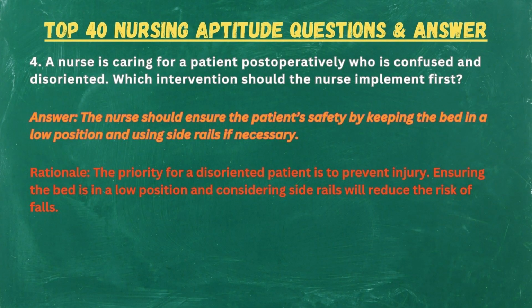4. A nurse is caring for a patient postoperatively who is confused and disoriented. Which intervention should the nurse implement first? Answer. The nurse should ensure the patient's safety by keeping the bed in a low position and using side rails if necessary. Rationale. The priority for a disoriented patient is to prevent injury. Ensuring the bed is in a low position and considering side rails will reduce the risk of falls.